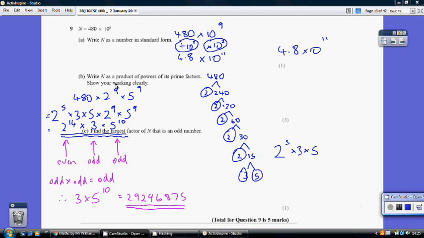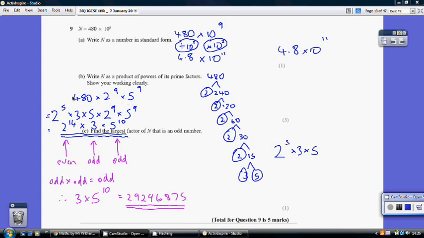Part B, write n as a product of powers of its prime factors. So we've got 480 times 10 to the power of 9. So start off by finding the product of powers of the 10 to the power of 9. This is going to be 2 times 5 being 10, so that's 2 to the power of 9 times 5 to the power of 9.